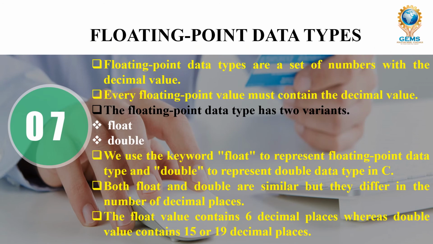Now floating point data types. Floating point data types are the set of numbers with a decimal value. That means it always has a decimal value. A floating point value must contain a decimal value.